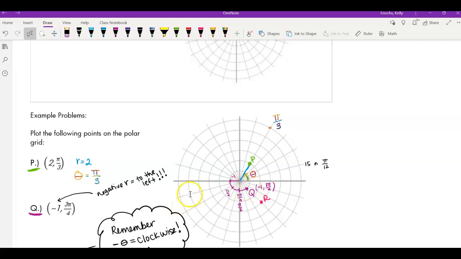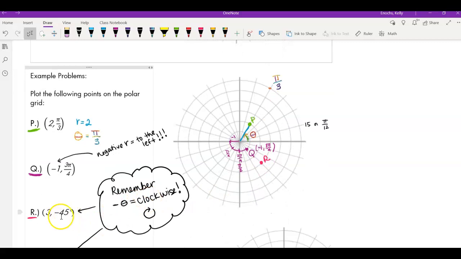From there, let's talk about negative angles. So in our third example, we have a positive R value and a negative angle. So remember, negative angles are actually going clockwise instead of counterclockwise, but the 3 says go to the right first. So I go 1, 2, 3 to the right, because that's positive, and then I go clockwise 45 degrees, so that would be down 45 degrees, and that gives us our R value here.